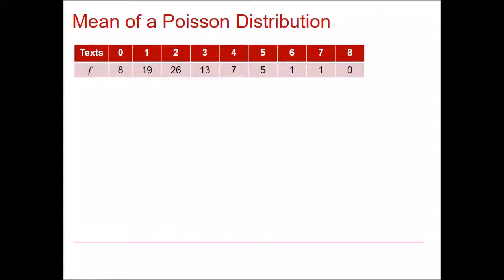To estimate lambda, we need the mean of the observed data. To do this, we're going to calculate the number of texts times their frequency and add it up, and then divide by the total frequency. This will give us a mean of the observed data of 2.2, so we're going to use lambda equals 2.2 for our model.